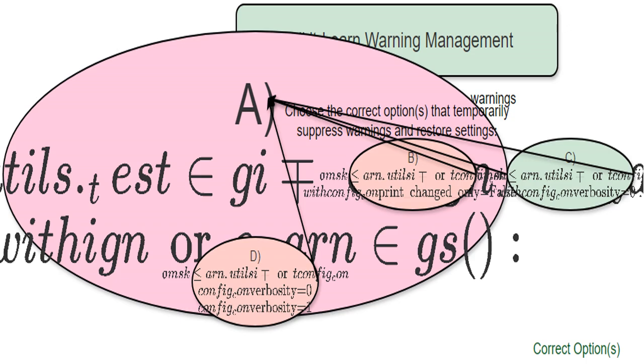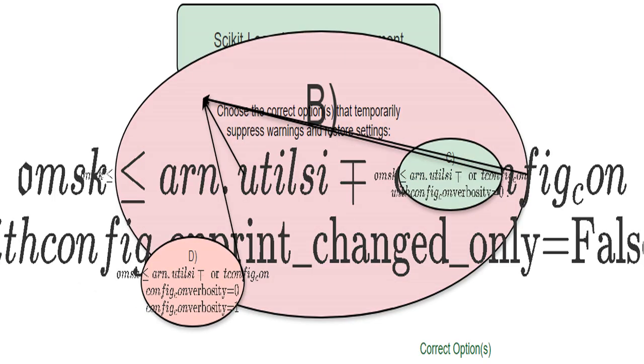Not a great plan. This approach uses config_context with print_changed_only equals false. However, this only affects warnings about configuration changes, not the warnings from my actual algorithms. It's like only muting the previews before a movie, not the actual film.